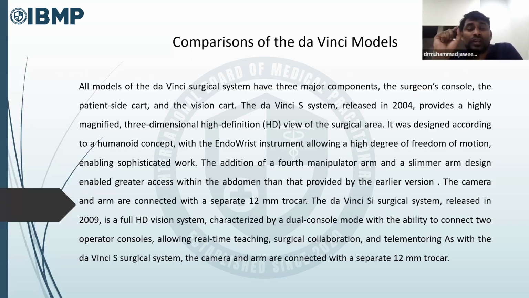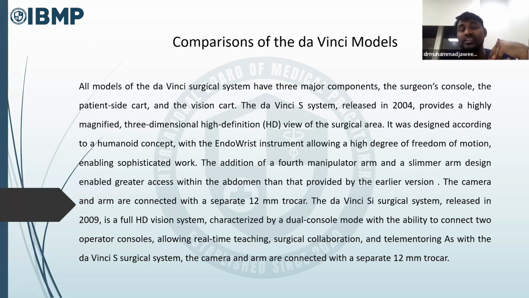The Da Vinci SI surgical system, released in 2009, is a full HD vision system characterized by dual console mode, with the ability to connect two operator consoles, allowing real-time teaching, surgical collaboration, and telemonitoring, as with the Da Vinci surgical system. I'll tell you. Previously, it was only two arms, then followed by three arms. It is three-dimensional. Now, as time progresses, the HD system comes into action.